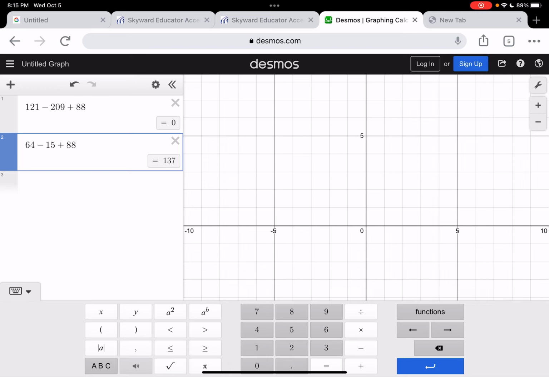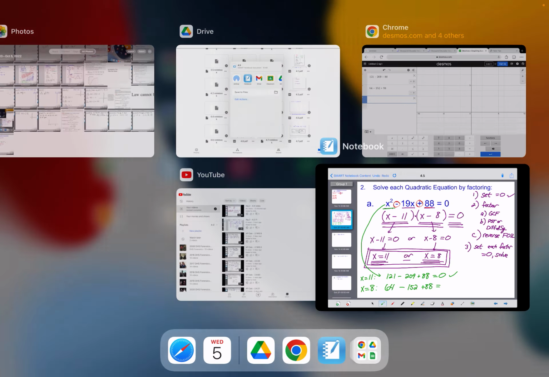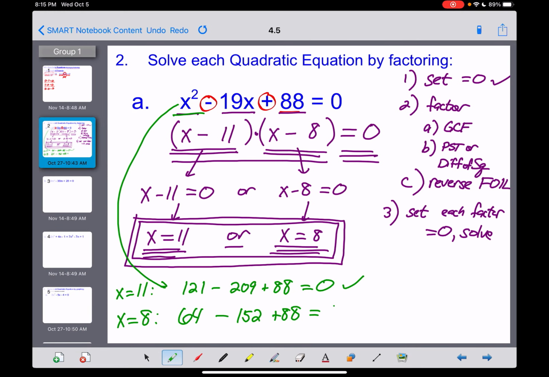That didn't come out right. That was supposed to be a 64 minus 152. There you go. That is equal to 0 as well. These tiny buttons on the iPad are hard to hit. Okay, so both of these worked out. These are our two solutions to this quadratic equation.